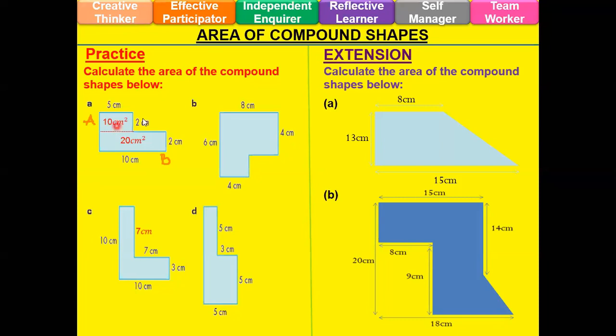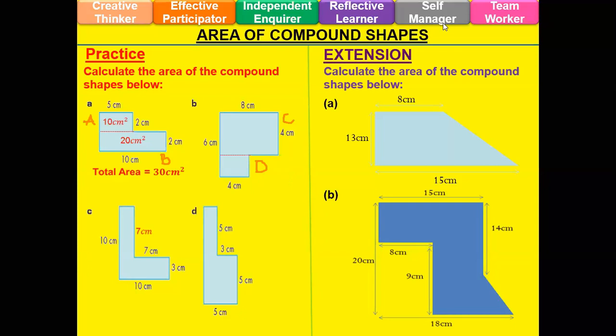Everyone, for recap, once we have found out the area of the separate shapes, we are going to add them together to find out the area of the compound shape. So when we add 10 plus 20, we get 30 centimeters squared. Okay, good job. So let's try question B. Okay, now what is the area of shape C?